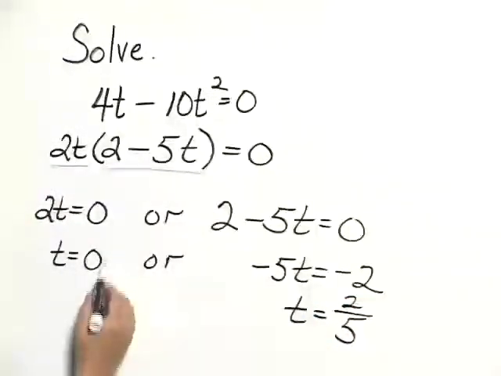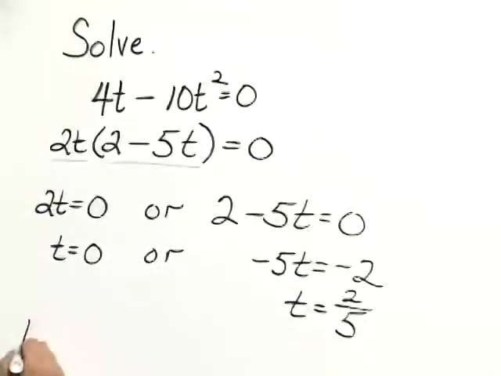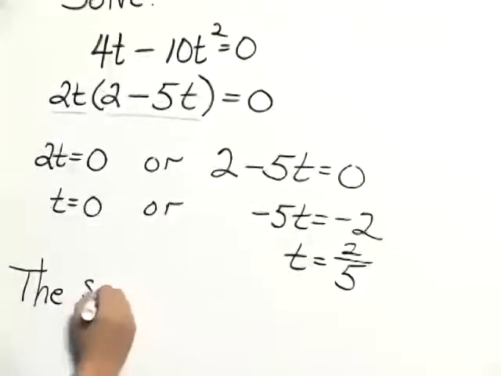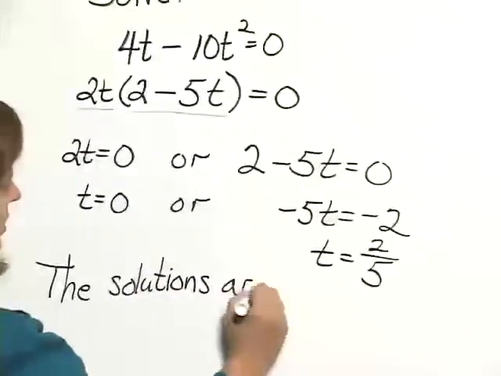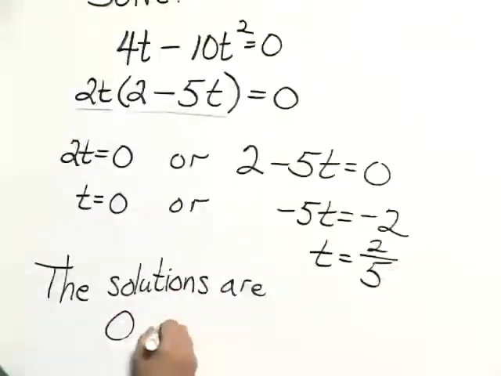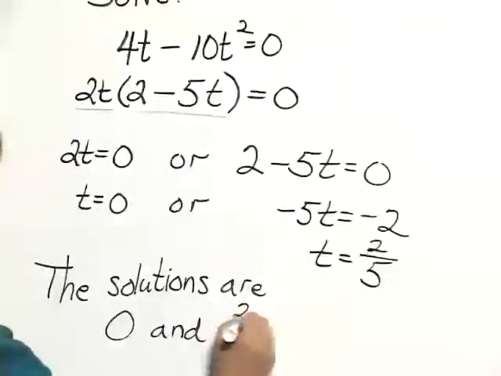Both 2/5 and 0 would check in the original equation. So we say the solutions are 0 and 2/5.